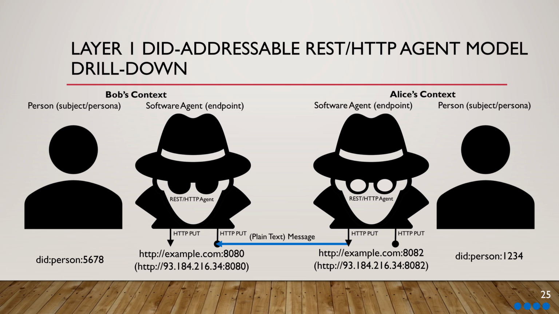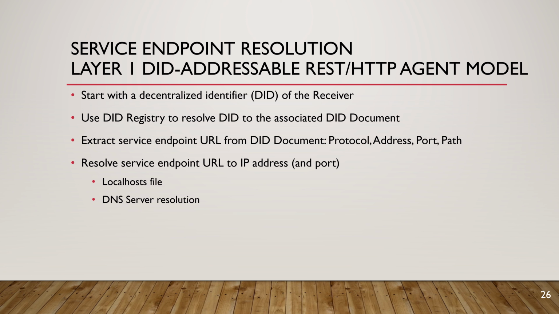So we have this conundrum. Alice, who's known as did person 1 2 3 4, and Bob, who's known as did person 5 6 7 8, are trying to exchange a message. They're trying to communicate with each other. How do they do it if their agents are using a different scheme? The way you do that is through DID resolution. We need to start with the DID of the receiver, in this case Bob's DID, and we use something called a DID registry to resolve that DID to its associated DID document.